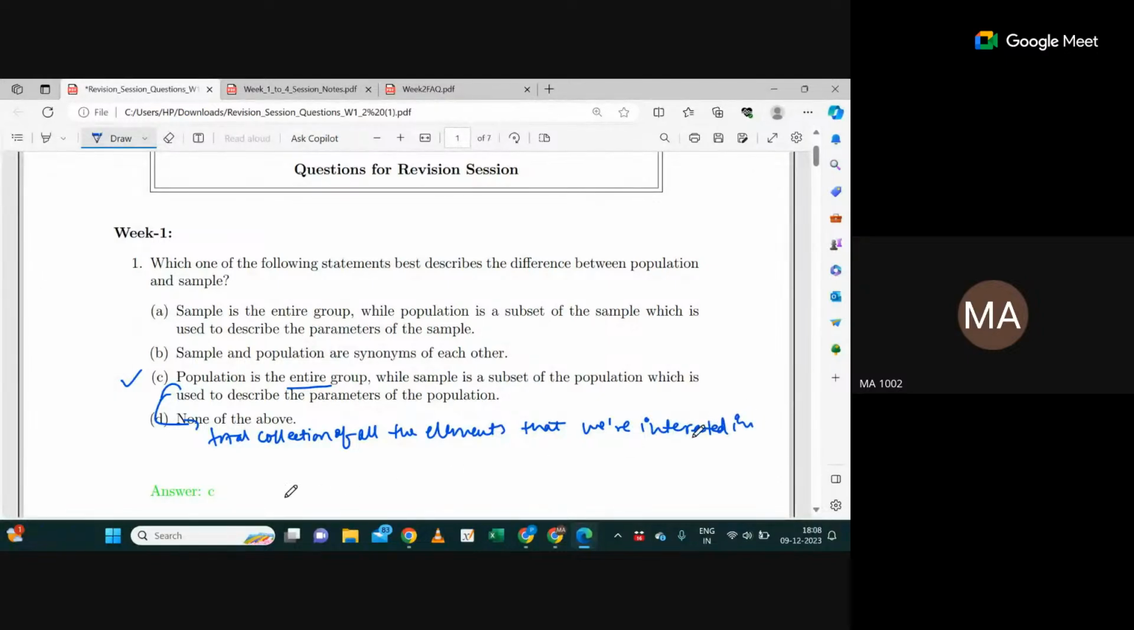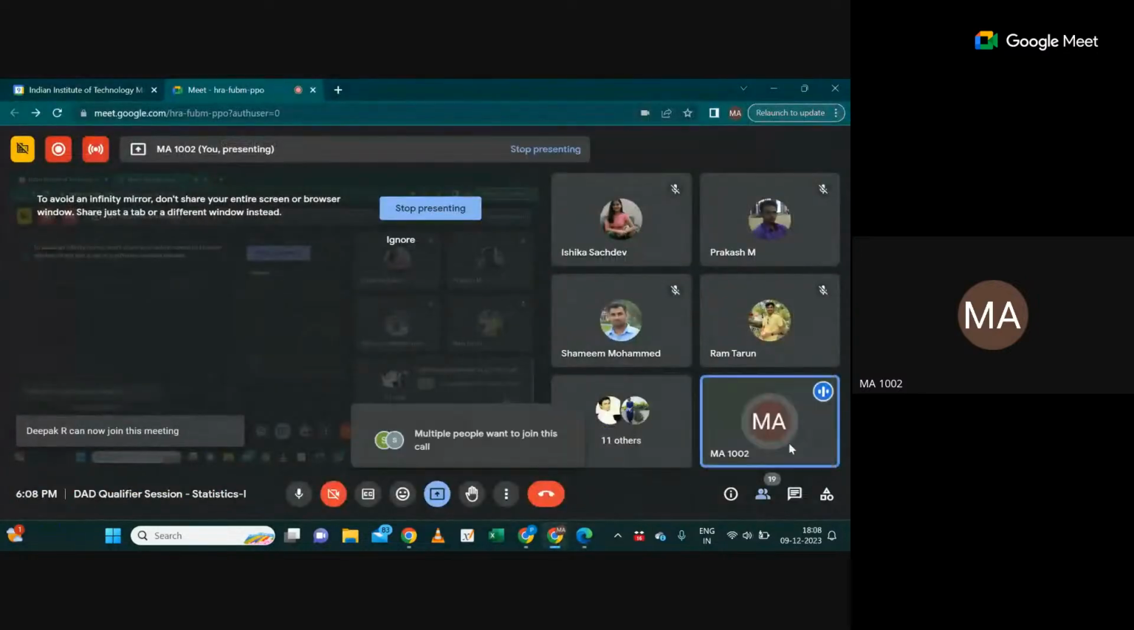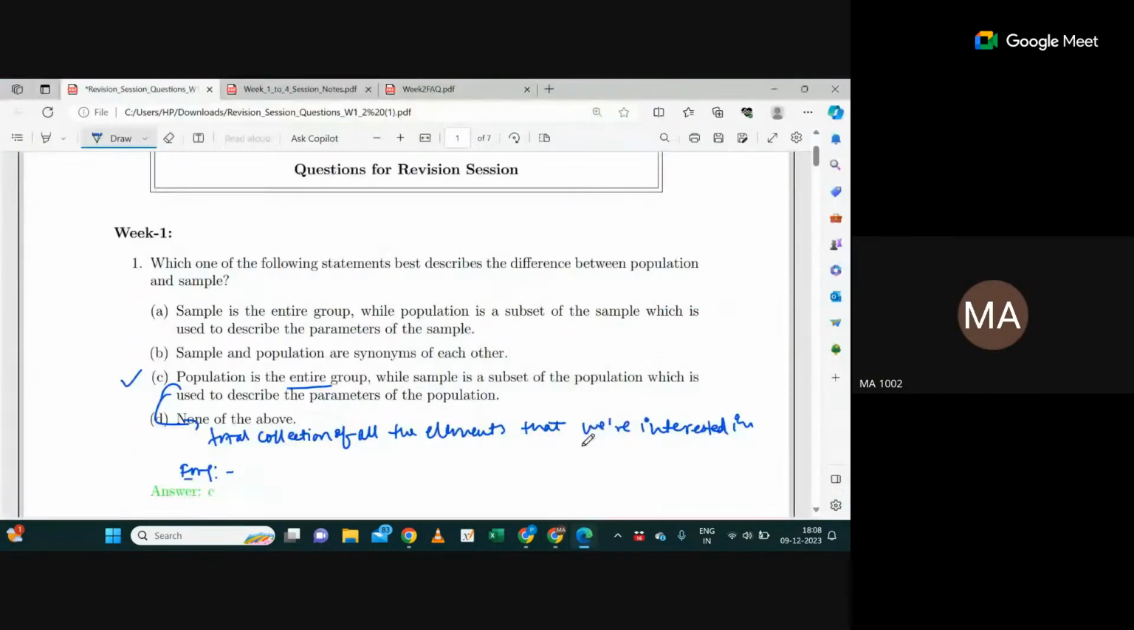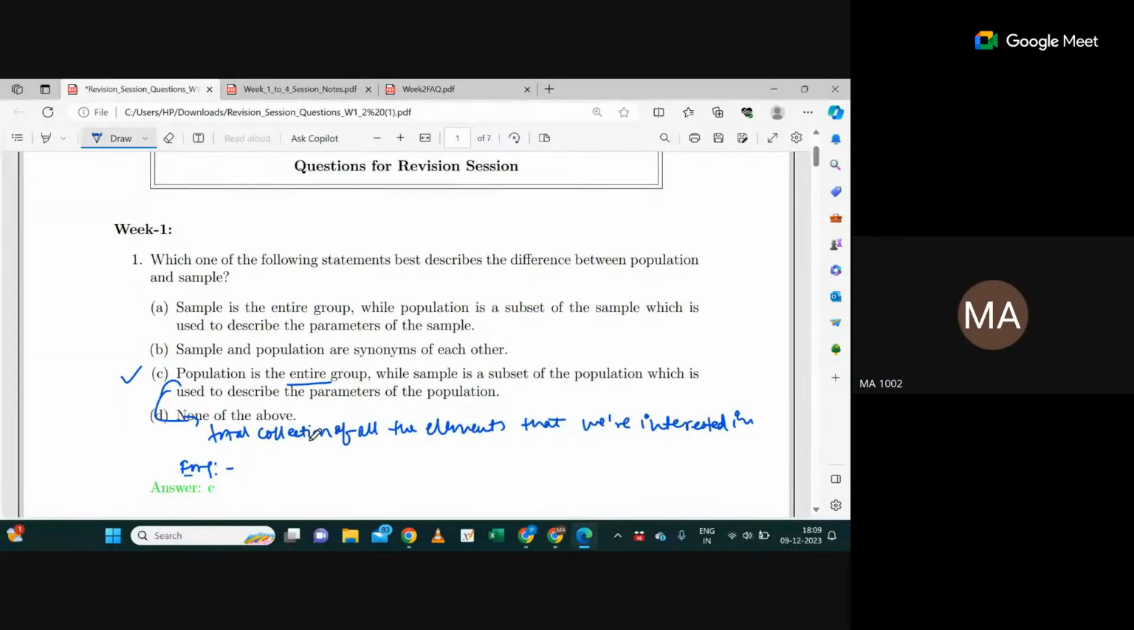For example, suppose you want to do a study on the marks of class 10 students throughout India. What will be your population? Your population will be all the students who are in class 10 all over India. And the sample will be, let's say, some 200 students you select randomly throughout India. So basically, sample is nothing but a subset of your population.